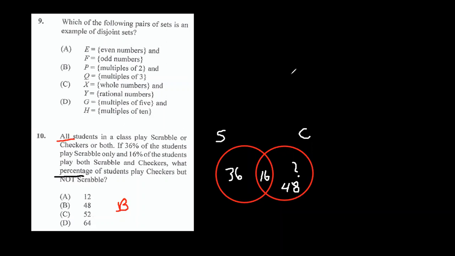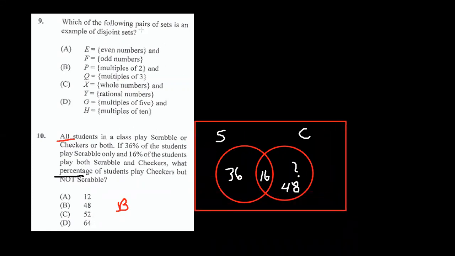Hey, Thais, no worries. So what they're saying here is that this is the universal set, and they say every student plays either Scrabble or checkers or both. Now it gives everything in percentages. So this is a trick. This percentage actually means you can assume that there are 100 students in the class. You understand that? It's a simple trick that CSEC will use from time to time. Assume that there are 100 students in the class.